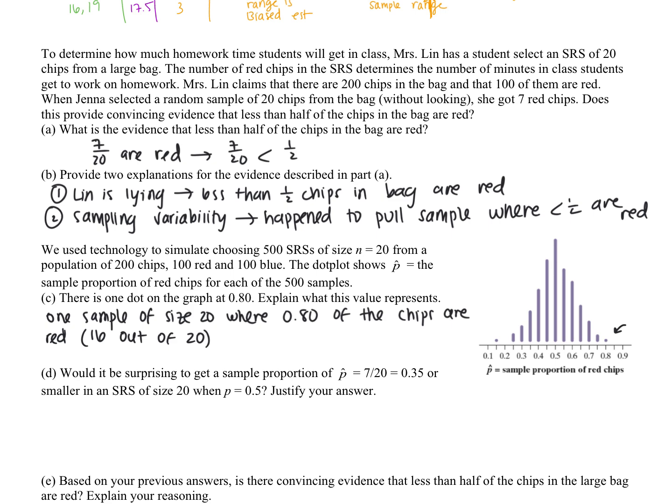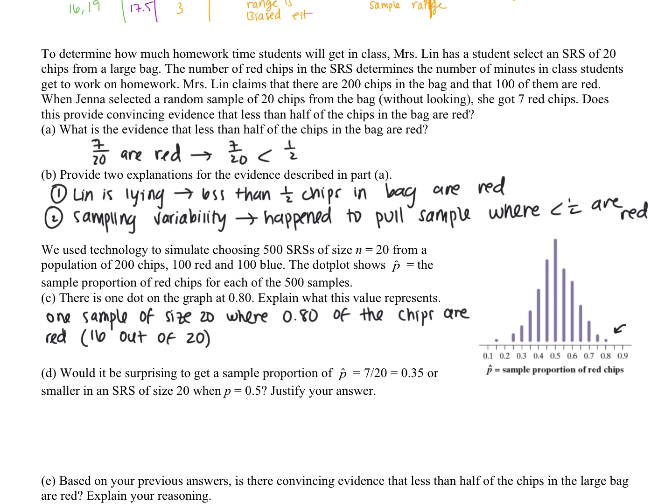So that is a single sample out of all 500 where 0.8 of the chips are red. So we would say that's pretty unlikely. Possible, but pretty unlikely. So now we're getting to the final question, or really what we care about. Would it be surprising to get a sample proportion of 7 out of 20, which is 0.35, or smaller if the population proportion is really 0.5?